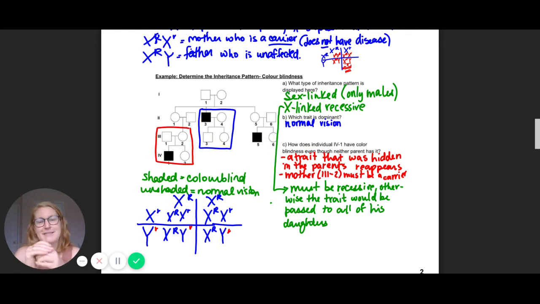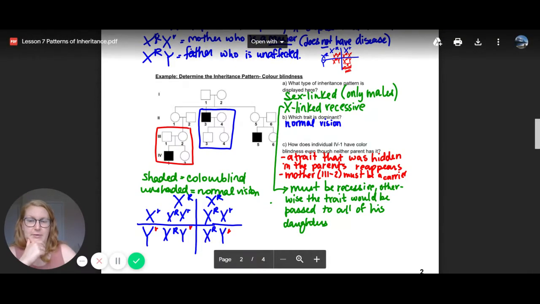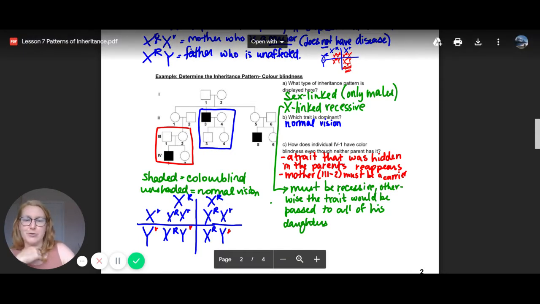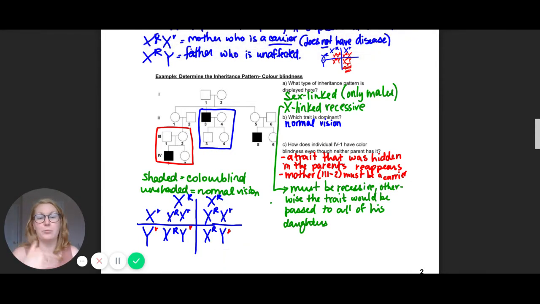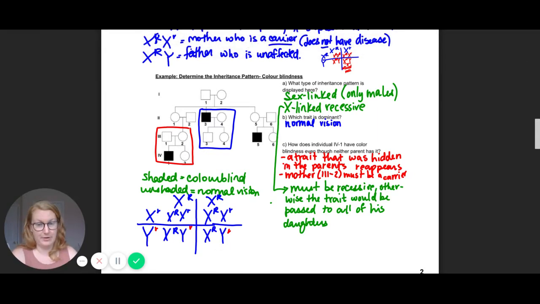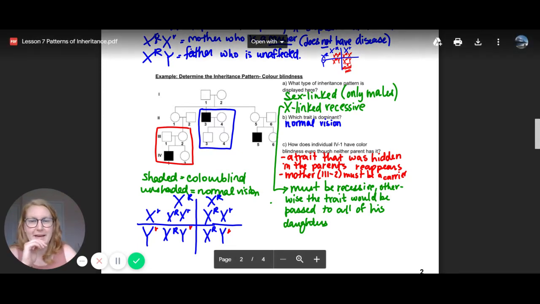Part C is asking, how does individual 4-1 have color blindness even though neither parent has it? If you look at this situation down here that I've blocked in red, this is a trait that was hidden in the parents but reappears in the next generation, just like we talked about in Mendelian genetics. So the mother, 3-2 here, must be a carrier of the disorder, a carrier of color blindness. And it doesn't appear in her because, like we said, color blindness is recessive, okay? So hopefully that helps explain.